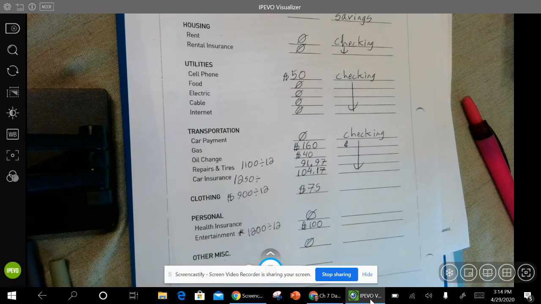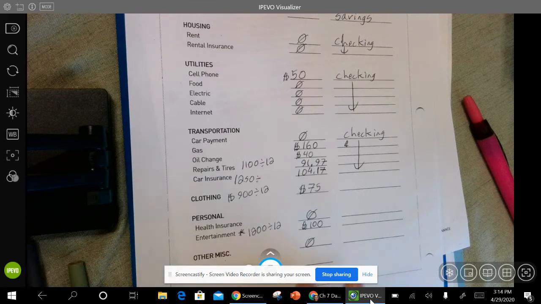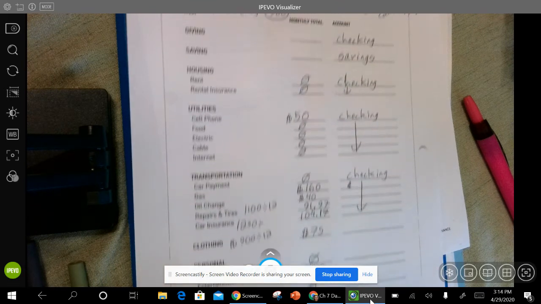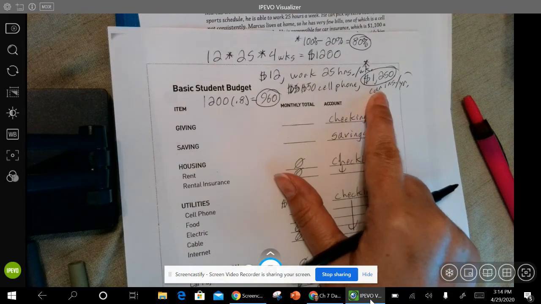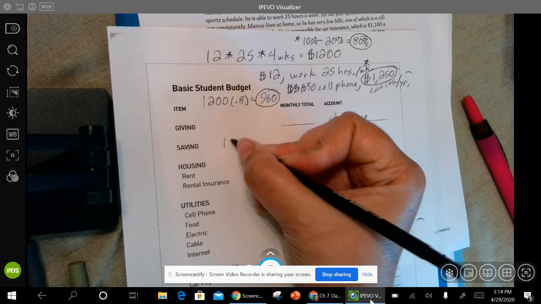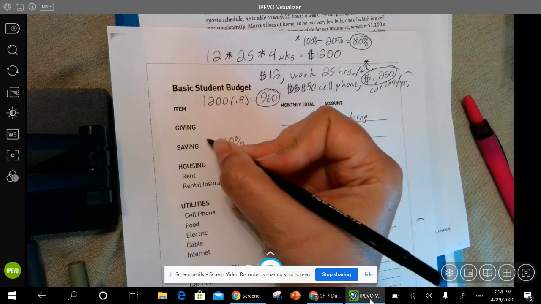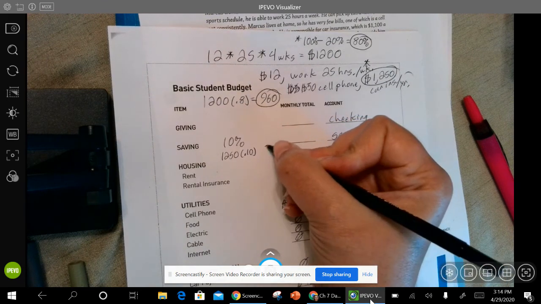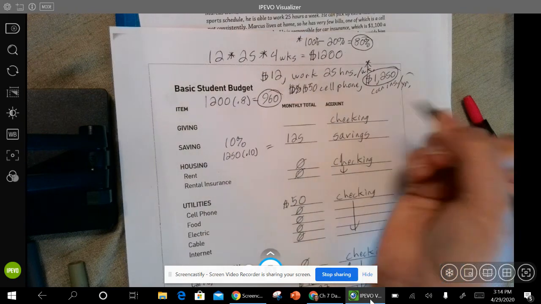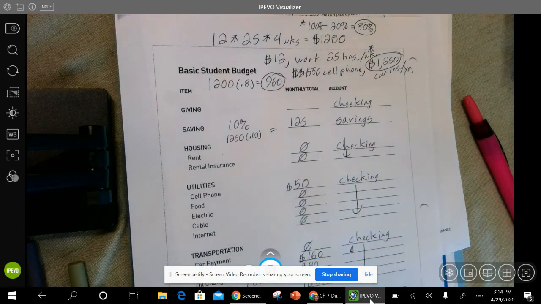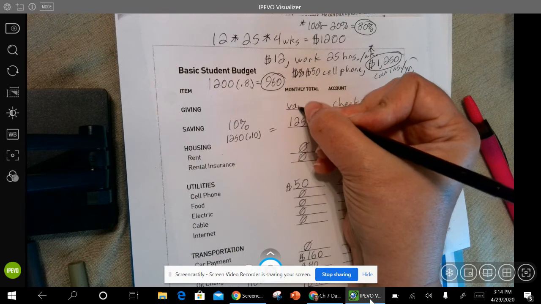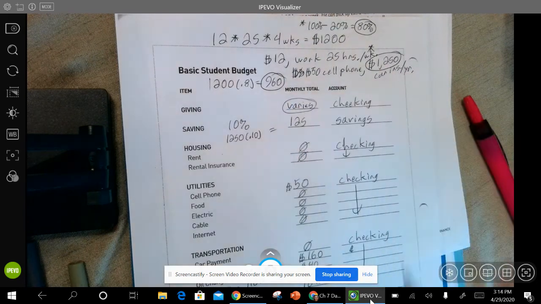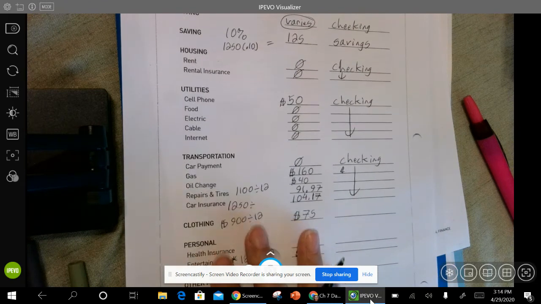Okay. So we're going to use that, everybody. Savings, everybody. We're going to say you want to save at least 10%. So 1,250 times 10% as a decimal, everybody, is going to give us the savings amount. Okay. And then giving. So again, everybody, that's going to vary. It just depends on how much you want to give. So I'm going to add all these together, everybody.